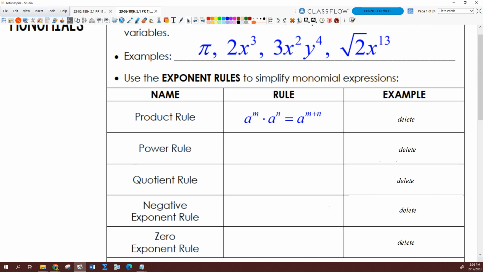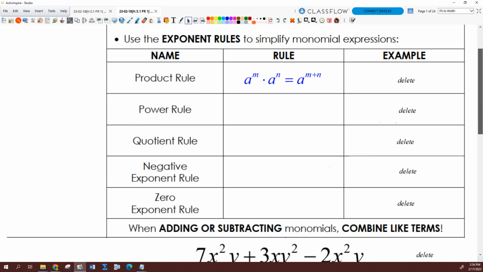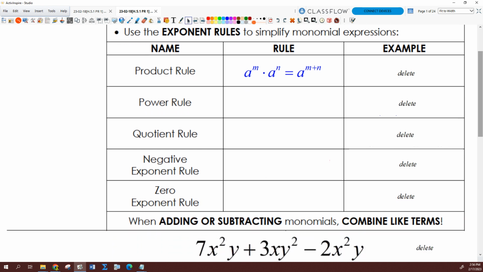The rest of the period, I just want to spend reviewing some rules of exponents. We're going to use these a lot from this point on in the class. Most of these are going to be review, maybe all of them will be review, but you need to get a little practice with these before we jump into polynomials.